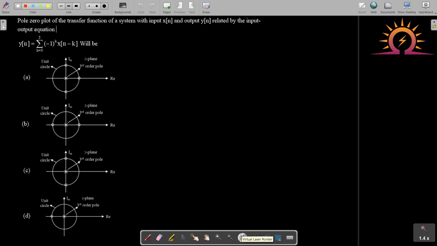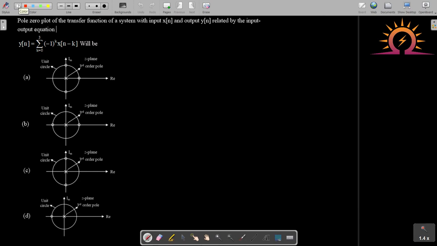A question from Signals and Systems, GATE 2020 paper. The pole zero plot of the transfer function of a system with input x of n and output y of n related by the input-output equation is asked. That is, the input-output equation is given, and the pole zero plot for the transfer function is asked.